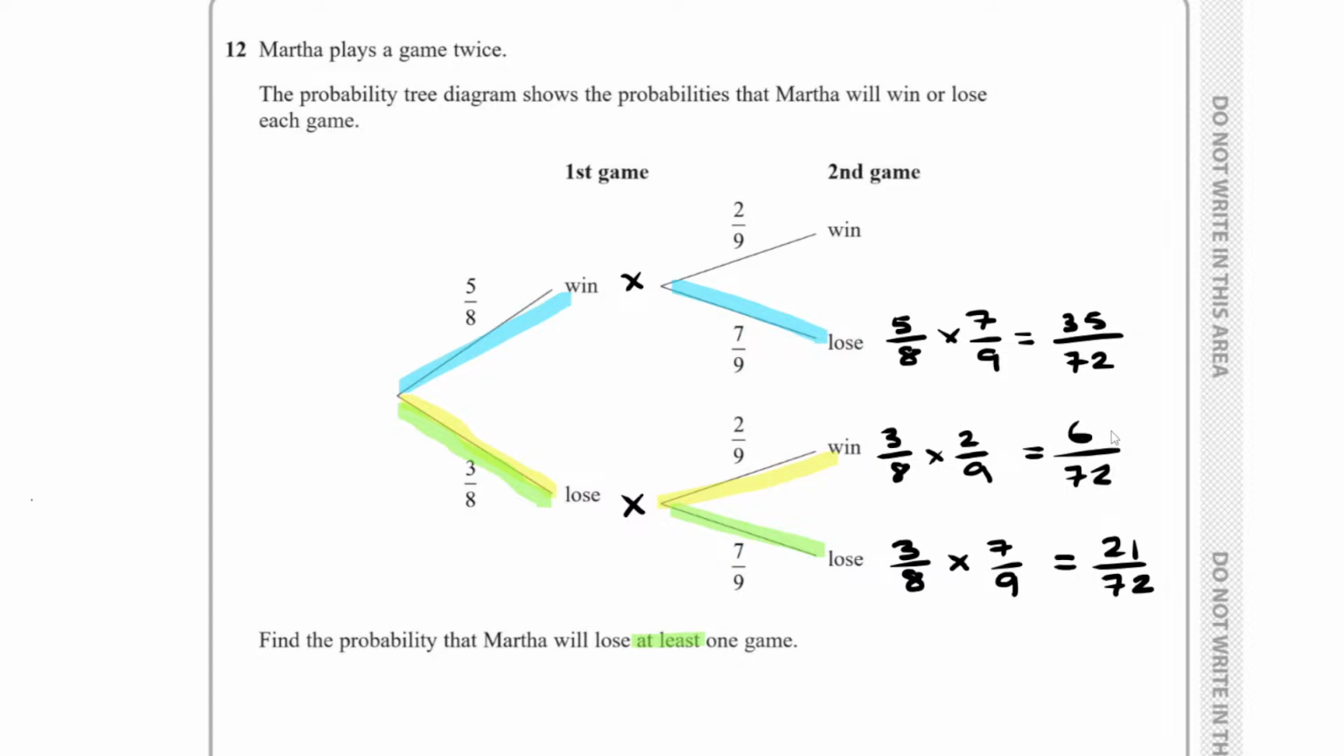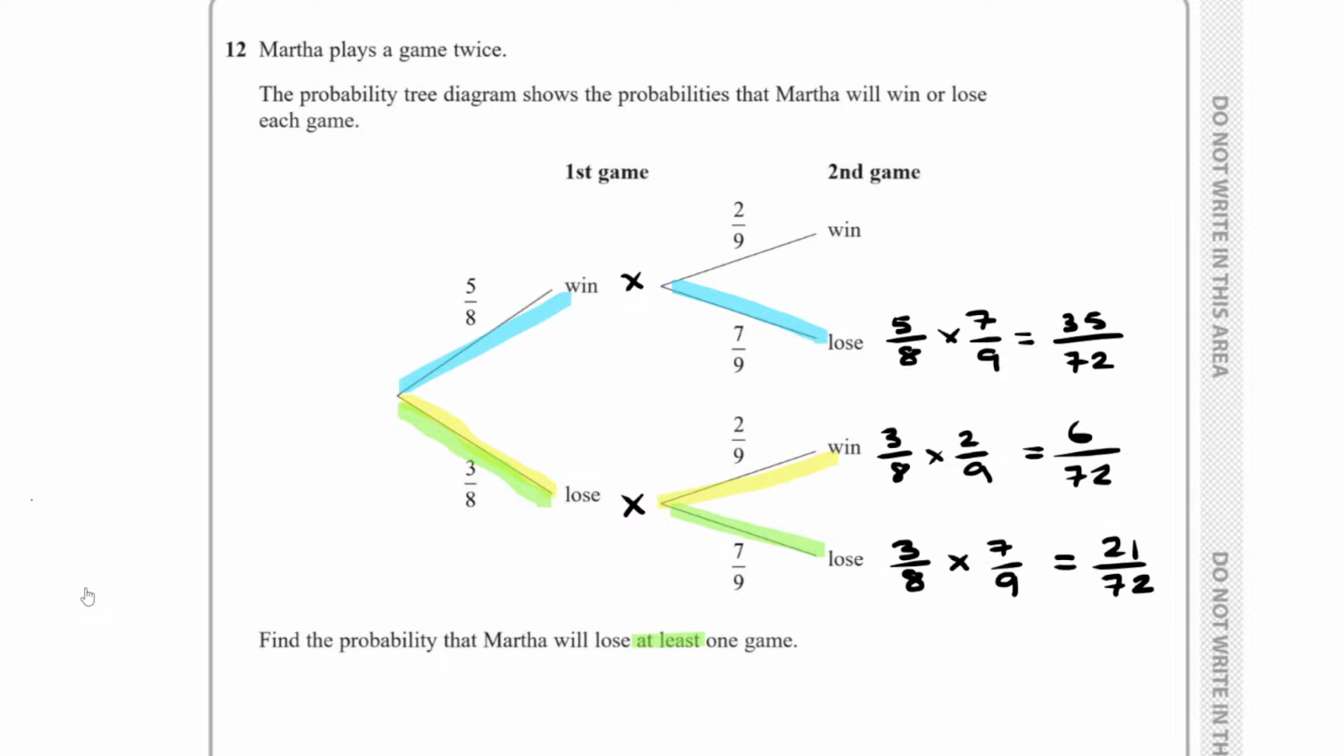The reason why I've kept them as they are, I've not tried to simplify anything, is because you see how they all have the same denominator? And when you have multiple options, so in this case we've got 3 possible outcomes that could happen to Martha, it's either blue option, yellow option, or green, isn't it? This or this or this. One of those 3 options will happen. So that's the OR rule, which means add.